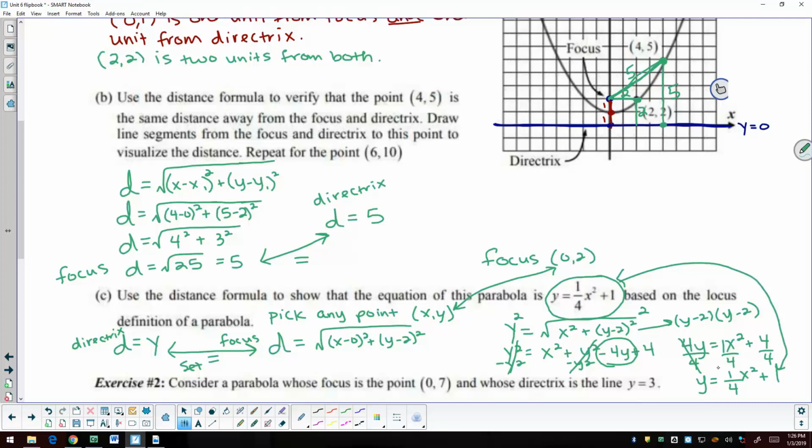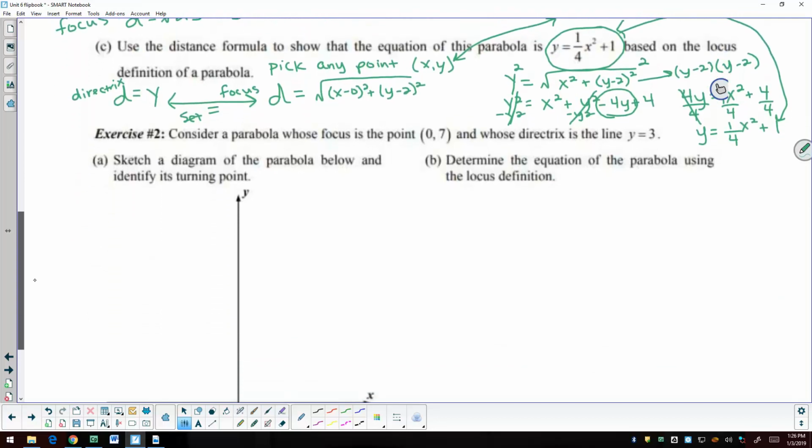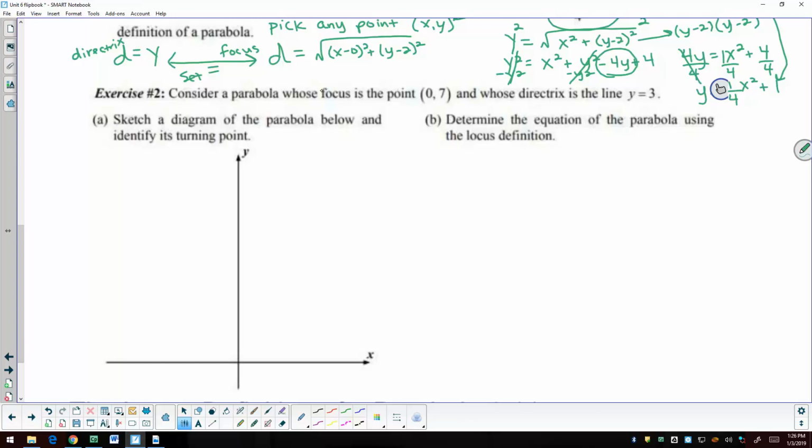In the future, you won't. You won't know the equation. You're going to have to come up with this by doing what we just did. So let's do one more example. This time, they gave us a parabola whose focus is at 0, 7.